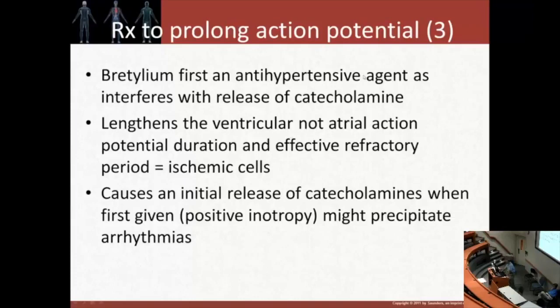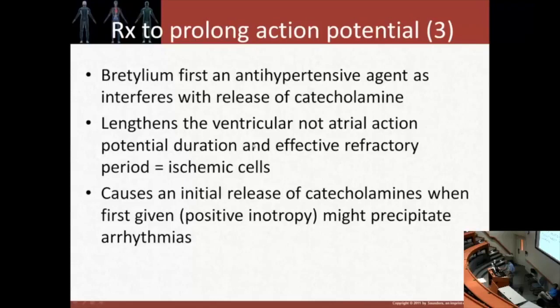It was first used as an antihypertensive agent a while ago because it actually interferes with the release of catecholamine. So this is actually much earlier than the receptor. This is the actual noradrenergic neuron secreting norepinephrine and epinephrine and so forth. So beryllium actually interferes with the release of any of these catecholamines. When you give it systemically, it'll lengthen the ventricular but not the atrial action potential.